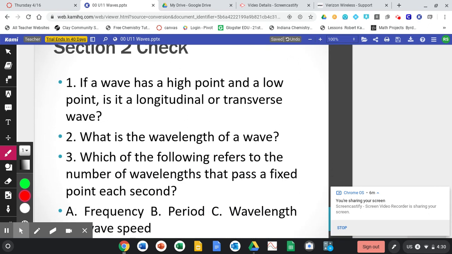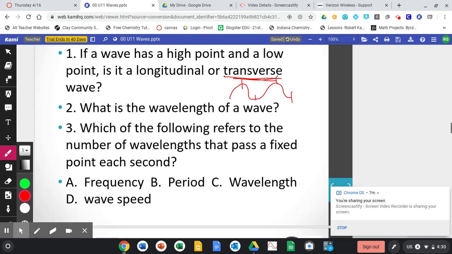So if a wave has a high point and a low point, is it a longitudinal or transverse wave? Well, when you're talking high-low, you're going to be talking about a transverse wave. What is the wavelength of the wave? It is measured either crest to crest or trough to trough. Any two like points on a single wave is what you're measuring. And so the third question: which of the following refers to the number of wavelengths that pass a fixed point each second? That is its frequency, and it's measured in hertz or per second.